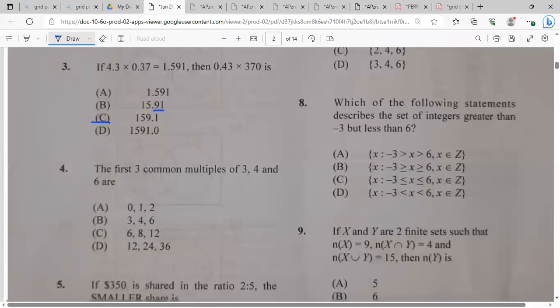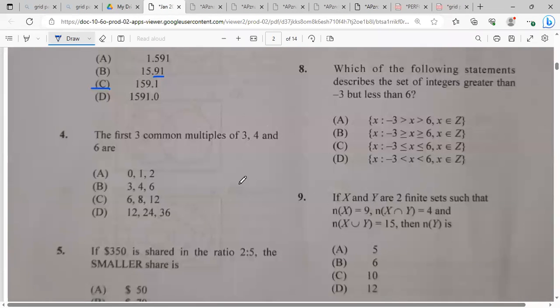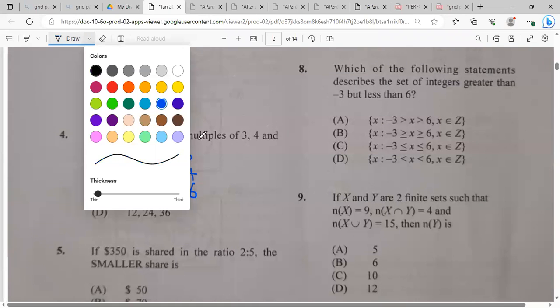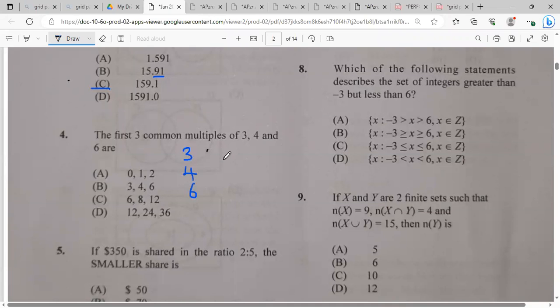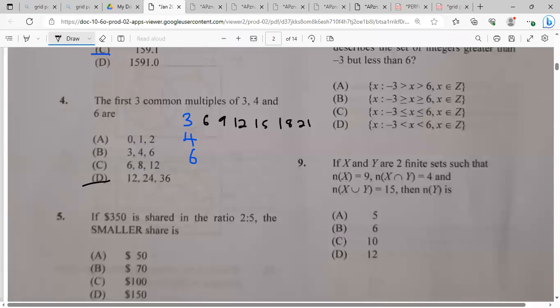Alright, the first 3 common multiples of 3, 4, and 6 are. So we just write the multiples now. We use blocks, guys. Blocks are powerful. So we have 6, 9, 12, 15, 18, 21. So it'd be this D.